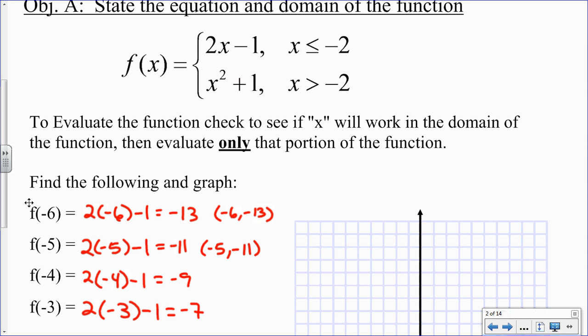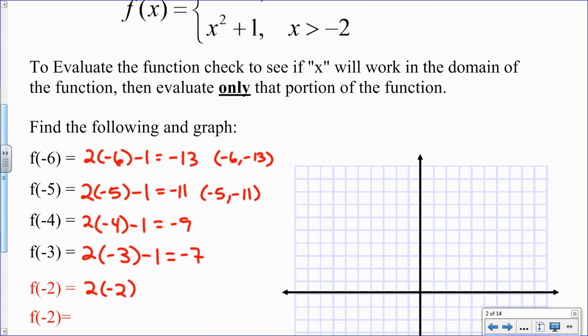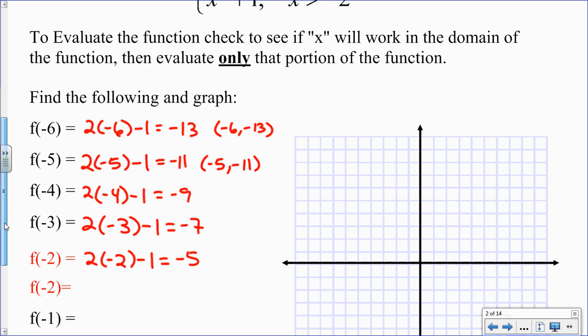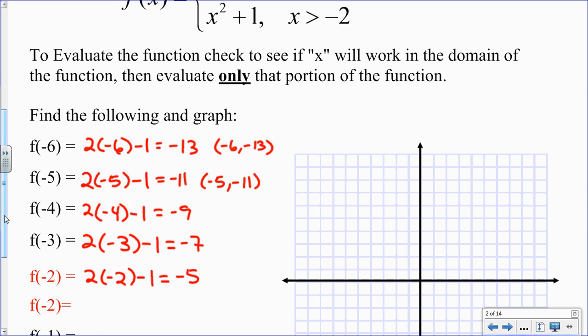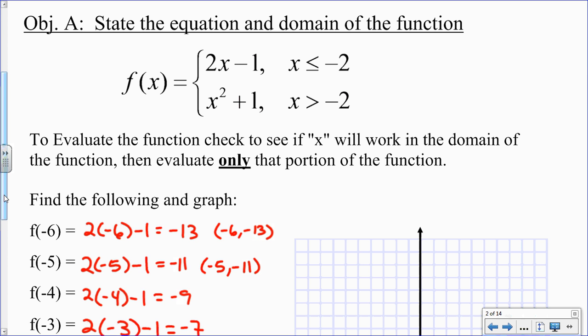Okay, then I get to -2. So does -2 go into the top or the bottom? The top. That's -5. Okay, the reason why I have it there twice is because when you get to that point where your domain splits, you still need to evaluate it in both functions so you can see where the first one ends and the second one begins. So even though -2 is not an actual point here, I still need to see where this function starts. Okay, so I'm going to go ahead and plug it into both.